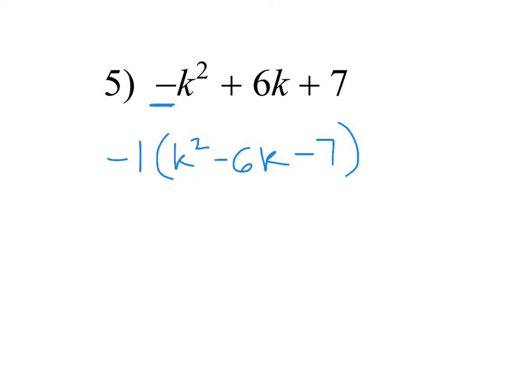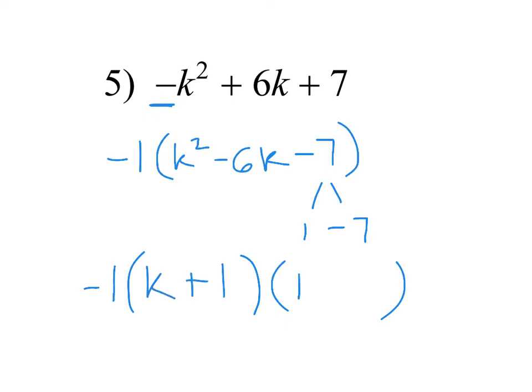And now we're going to factor the same way we did before, but we just keep this negative 1 out front. So what do we need two factors of? We need two factors of negative 7. So 1 and negative 7. That gives us negative 6. Perfect. So we keep our negative 1 out front, and now we just do our two parentheses. So what goes in our parentheses? K plus 1, k minus 7. So we have negative 1 times k plus 1 times k minus 7. Perfect.